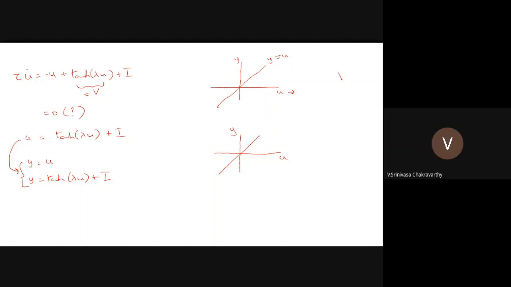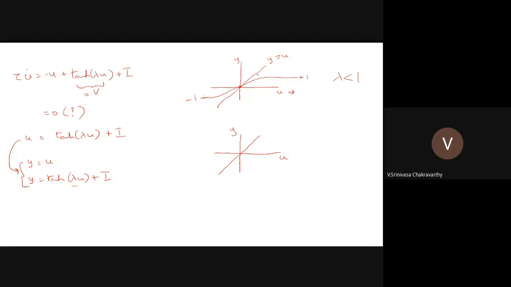One case is lambda less than 1. Lambda determines the slope of the tanh function; it is basically the slope of the tanh function at the origin. The slope of the line y equals u is 1. Therefore, if lambda is less than 1, tanh will look something like this. This limit is plus 1, this limit is minus 1, so it goes like this. The two curves intersect at the origin.